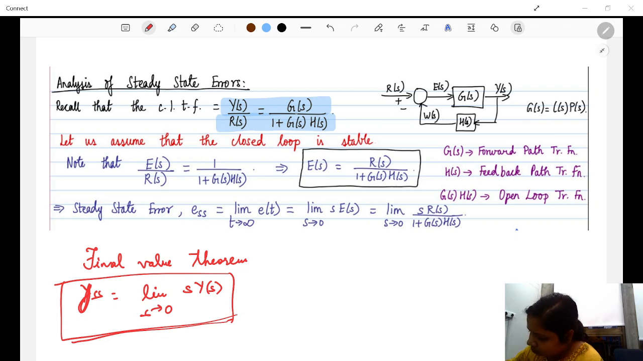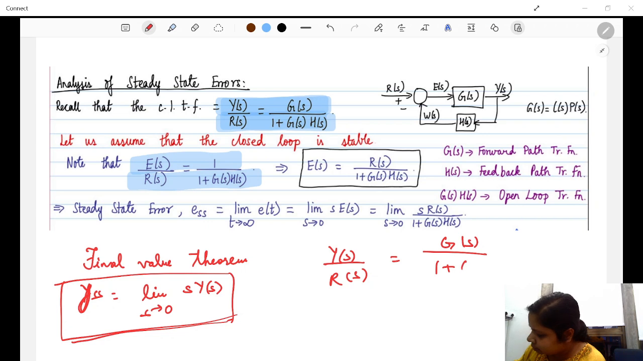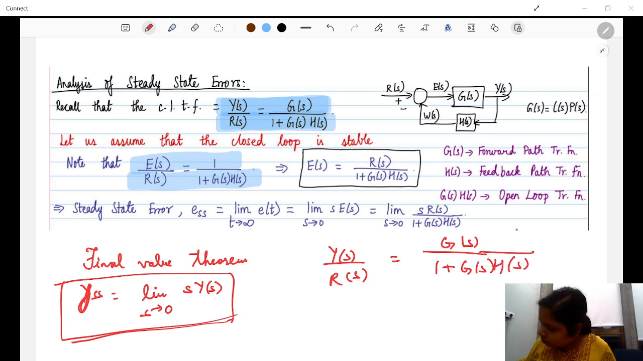Now what is happening here is you already know that this is the closed loop transfer function. Now Es upon Rs can be written in this way. Do you agree? So how we'll check this is, Ys upon Rs, you know, it is equal to Gs upon 1 plus Gs into Hs.